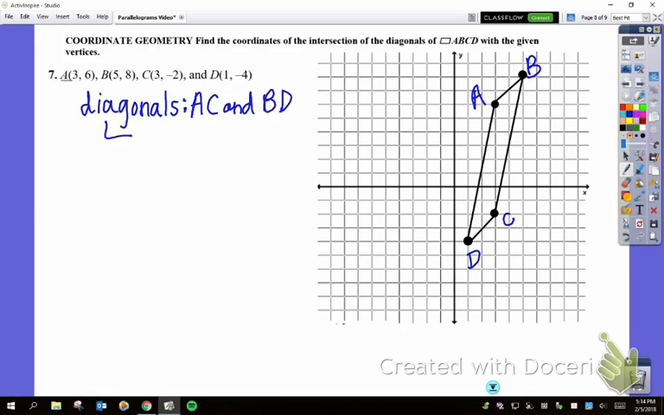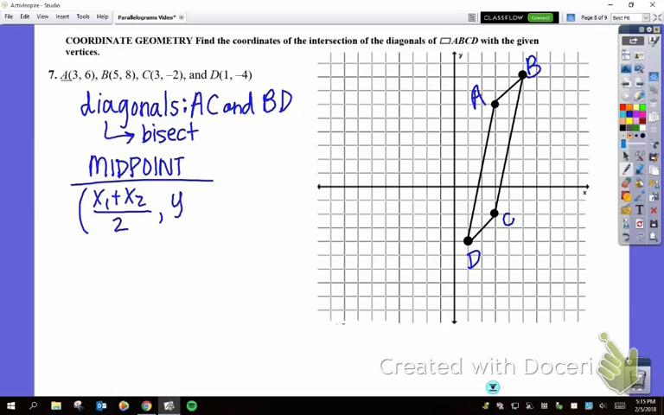Now we know that our diagonals bisect each other. If they bisect each other, that means that they cut each other in half, or 2 equal parts. Now we want to know where they intersect. And if they intersect each other halfway, that means that we are looking for the midpoint. Now we haven't talked about midpoint in a long time, since the beginning of the year, but our midpoint formula is x1 plus x2 divided by 2, comma y1 plus y2 divided by 2.